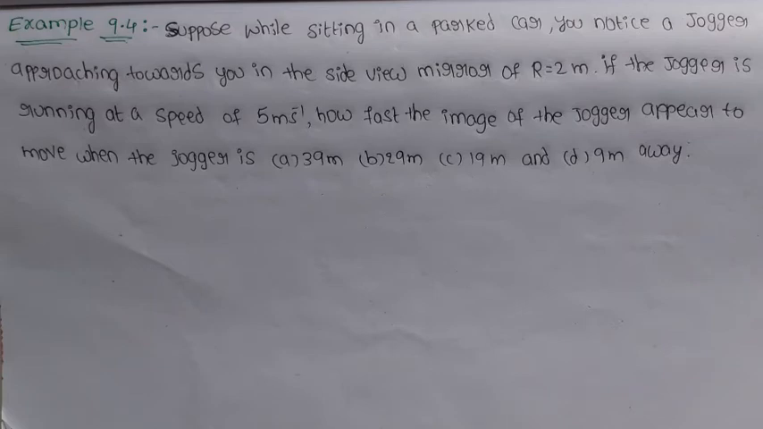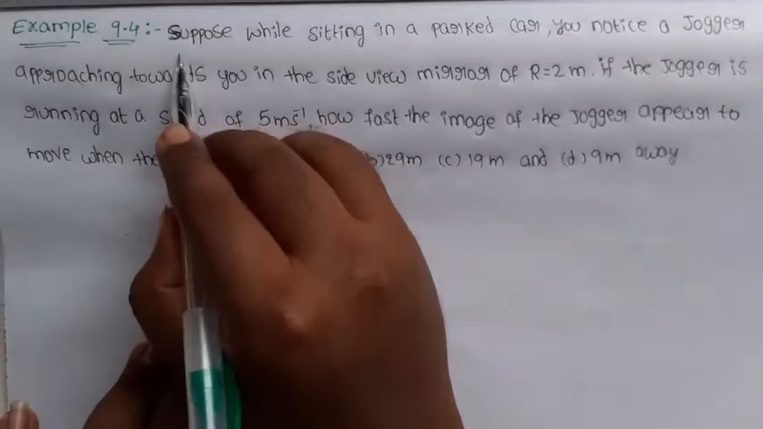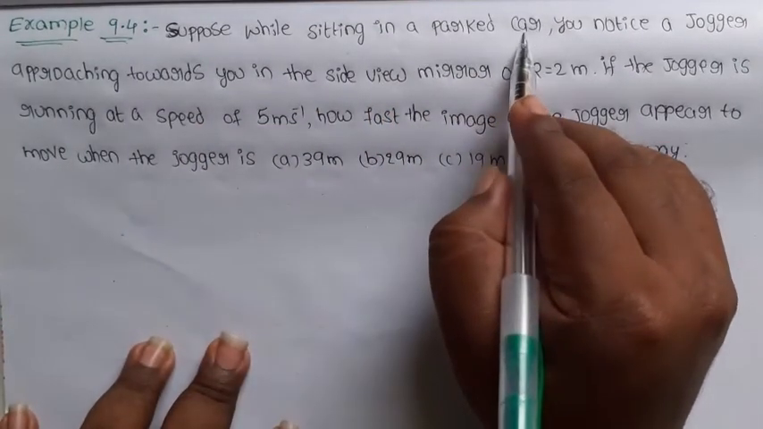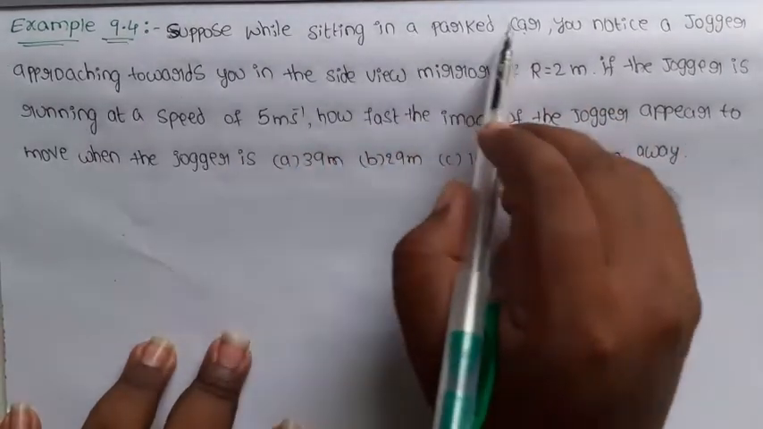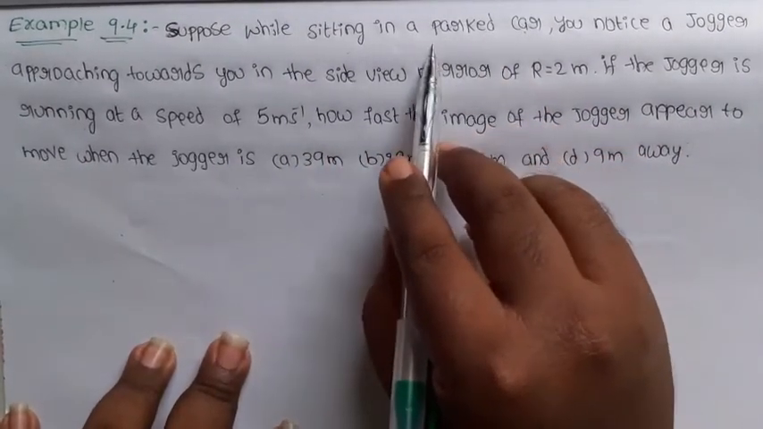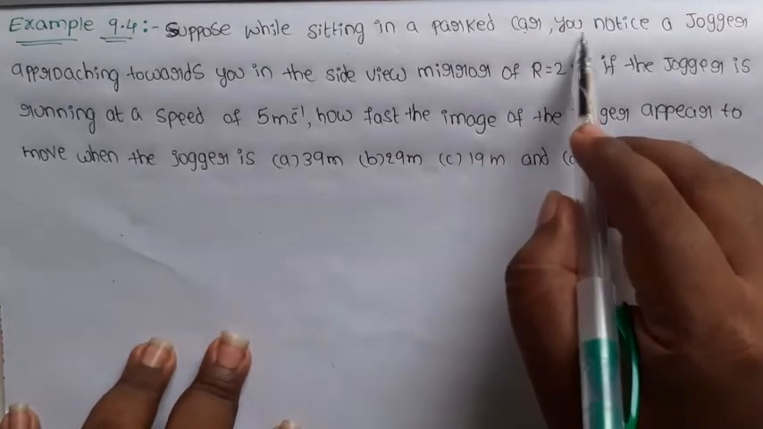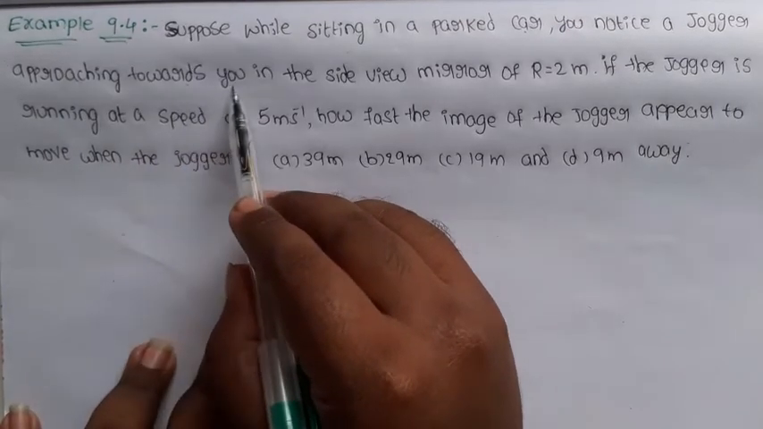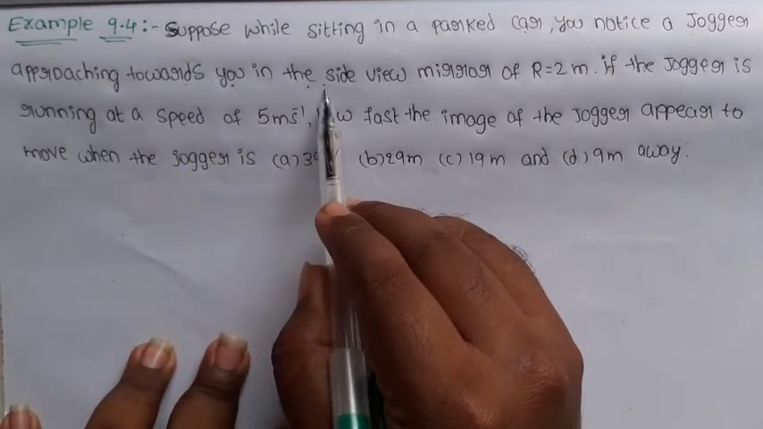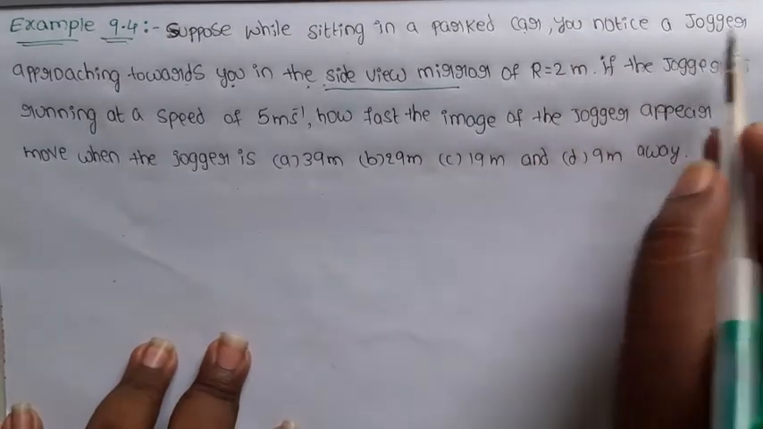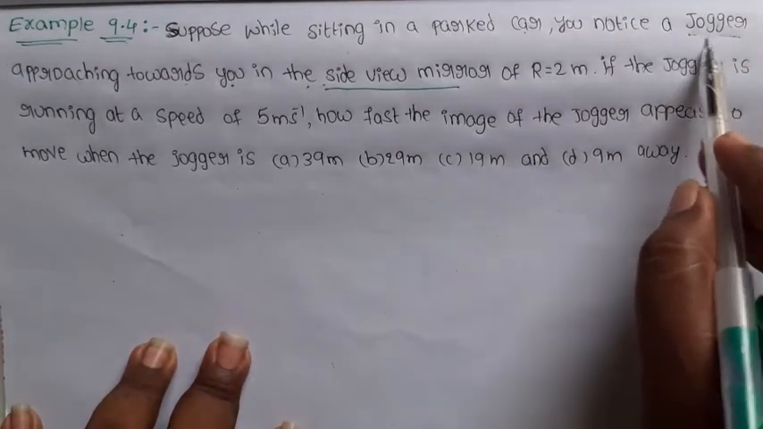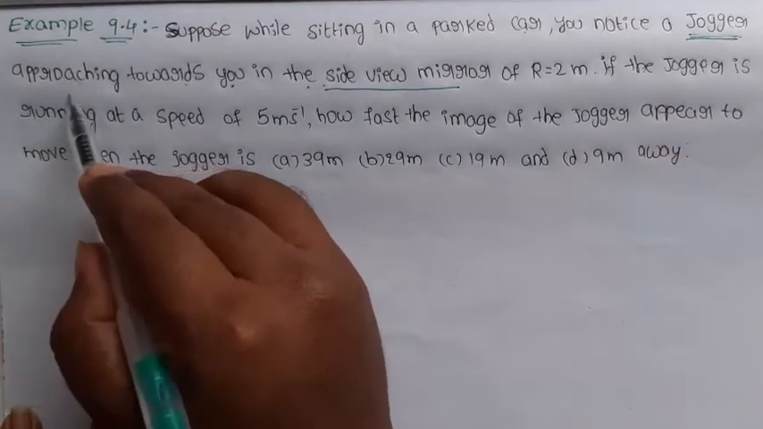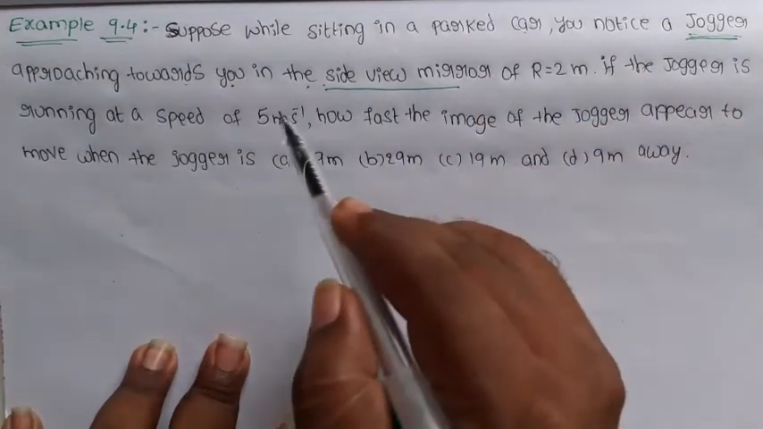Hello students, next example 9.4. Suppose while sitting in a parked car, so this car is parked at some place, you noticed a jogger approaching towards you in the side view mirror. Jogger is the name of some person. The jogger is approaching towards your car.